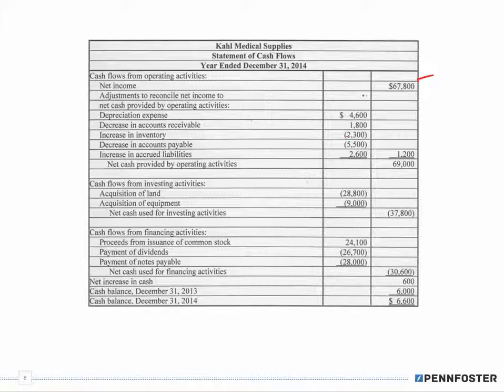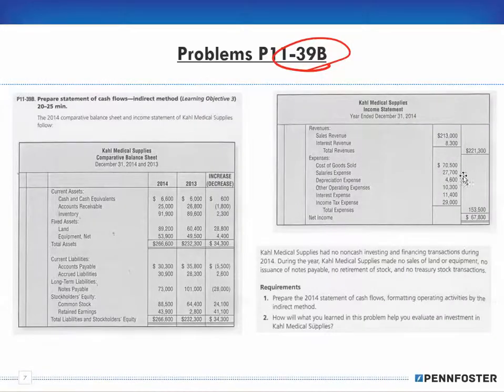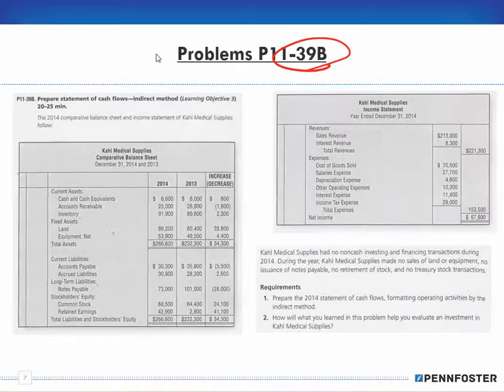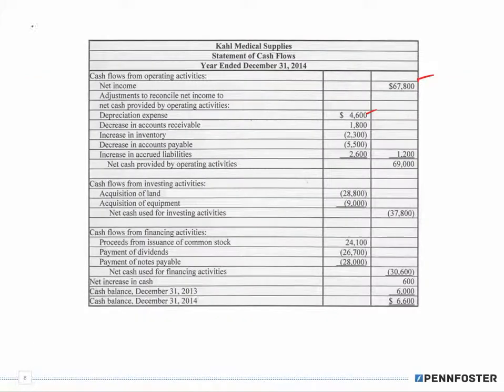Then you go down through, you look at things like your depreciation expense. I know that I have $4,600 of depreciation expense, so I put it on here. Then I look at my accounts receivable, whether it increased or decreased. In this case, I look at my comparative balance sheet and I see my accounts receivable from 2013 to 2014 decreased by $1,800. So my decrease in accounts receivable goes down as a positive $1,800.